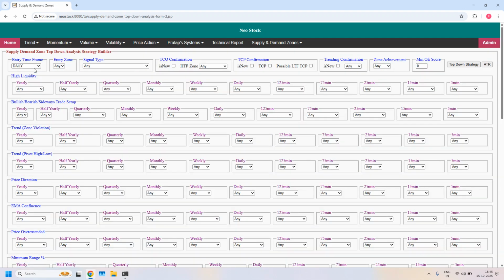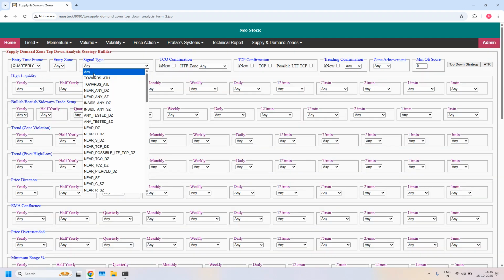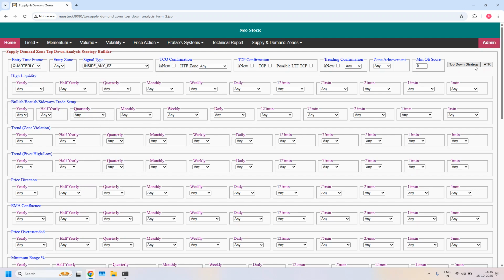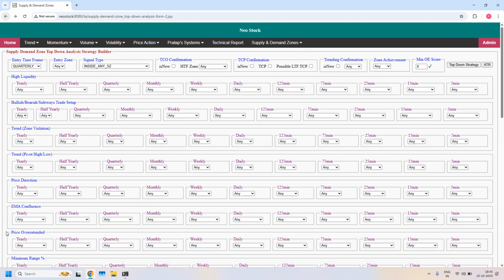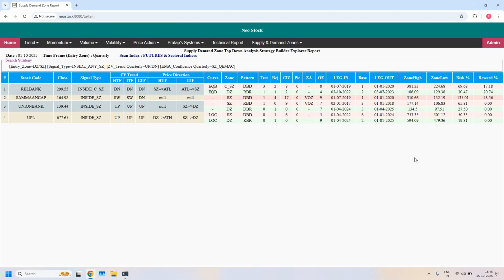Okay, next, price closed inside the quarterly supply zone. We got 14 stocks. We can further filter this list based on quarterly supply zone having quarterly EMA Confluence. And also trend on the quarterly should not be sideways. So we got 4 stocks.